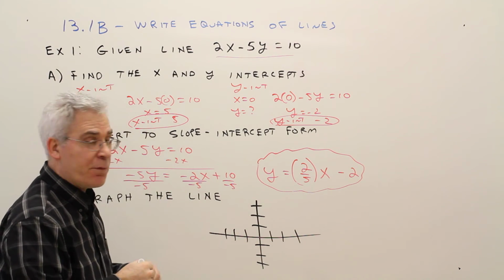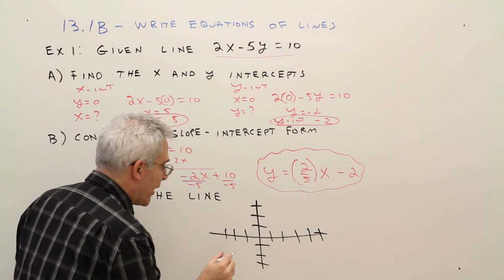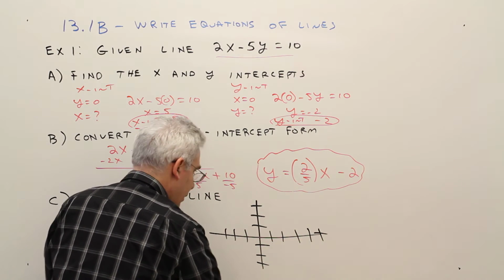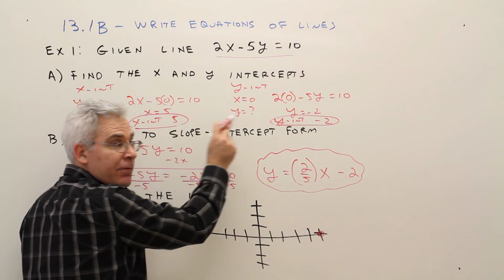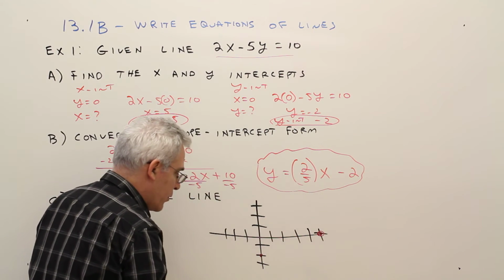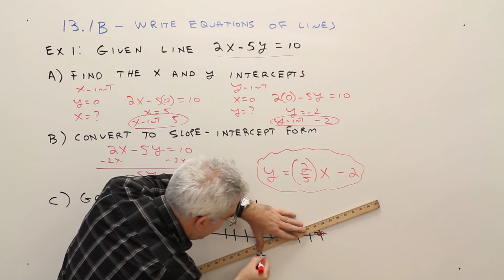The x-intercept was 5. The y-intercept was negative 2. So I'll use a different color. I'll plot the x-intercept at 5, the y-intercept at negative 2, and just connect those 2 points to form a line.